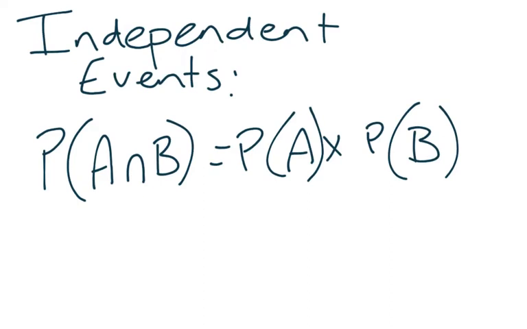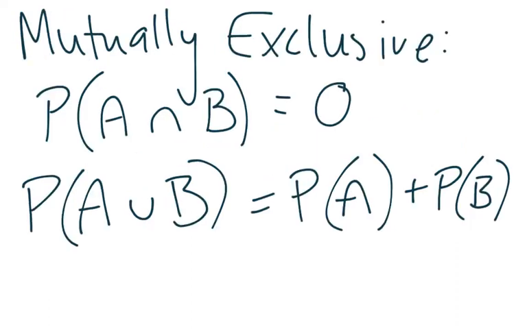Okay, so just a reminder, with independent events, the probability of A intersection B is the probability of A times the probability of B. Mutually exclusive events are events that cannot happen at the same time. So, for example, the probability of A intersection B would be 0 because the two things do not occur at the same time. Whereas for mutually exclusive events, the probability of A or B, which is A union B, is the probability of A plus the probability of B. You do need to know these rules for your test.